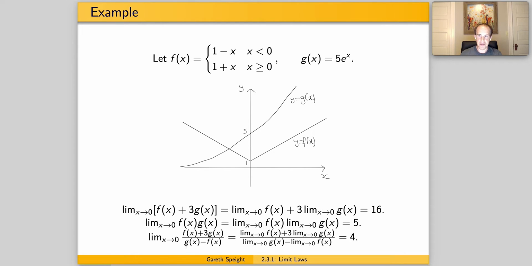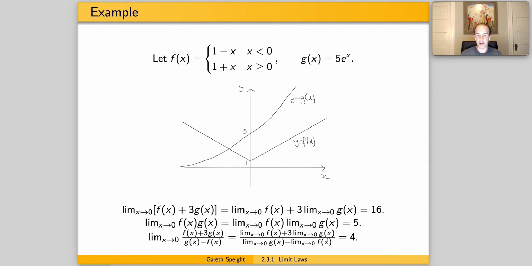So there are going to be a couple of steps. So firstly, it's a quotient. So we're going to say the limit of the quotient is the limit of the numerator divided by the limit of the denominator, provided the limit of the denominator is not 0, which we have to check in a second. Okay, and then the limit of the numerator we can separate as the limit of f plus 3 times the limit of g, as we did just a second ago. And then the limit of the denominator we can split as the limit of g minus the limit of f.